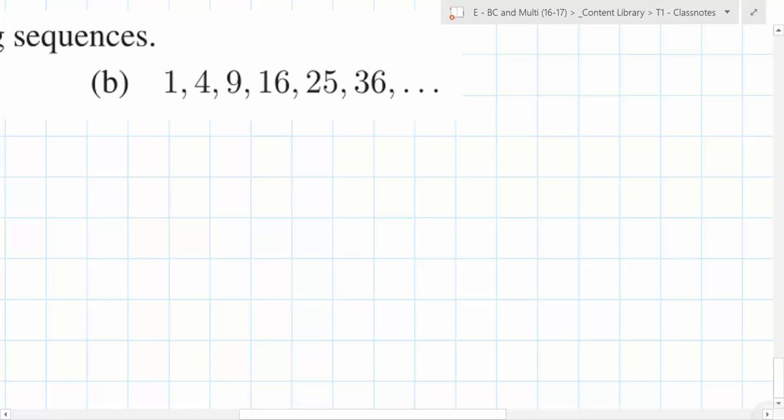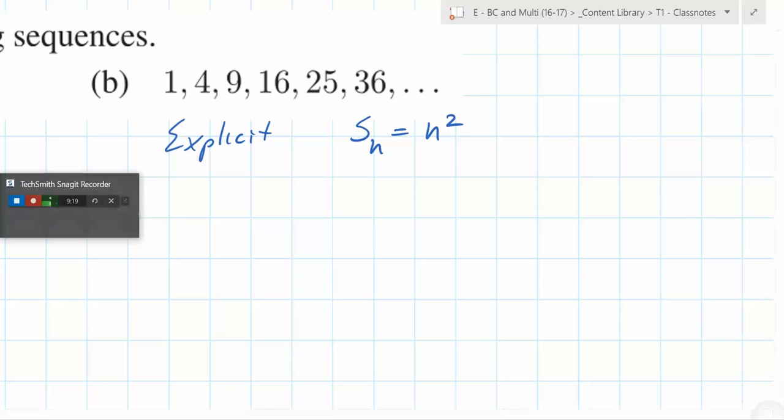So if I ask, which one is more straightforward, the explicit or the recursive? Yeah, the explicit is great, right? Because what is the explicit? Sn is equal to what? N squared. So the real question, what's the trivial way to do it?